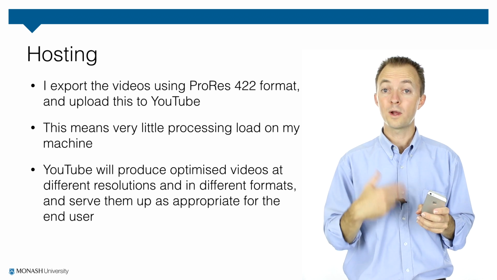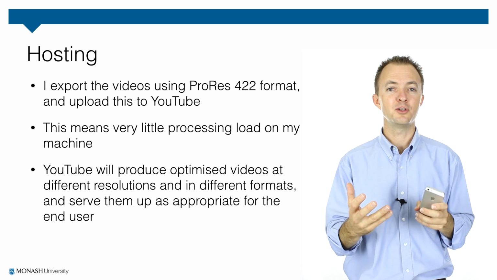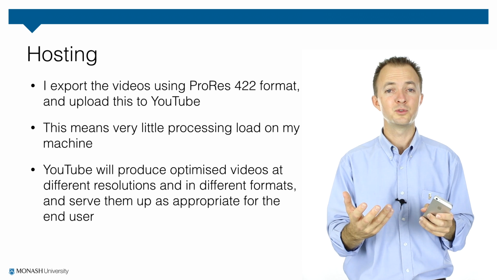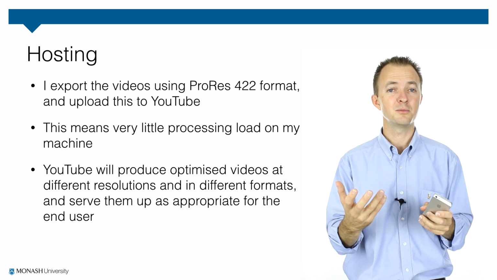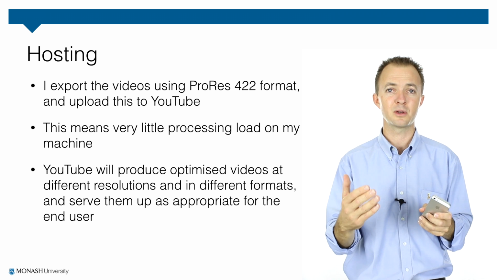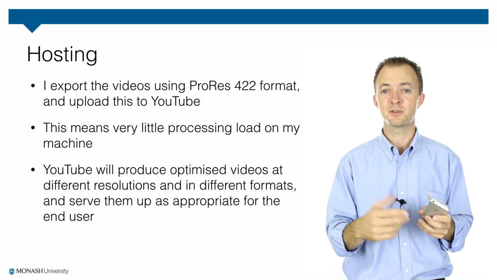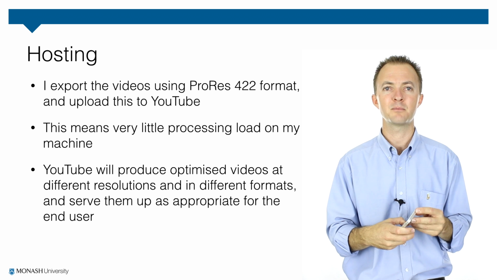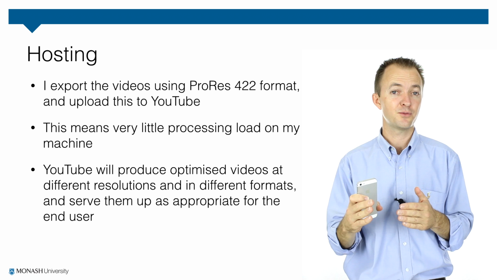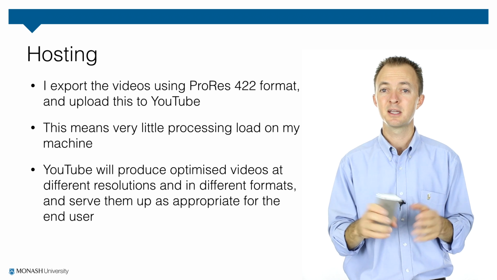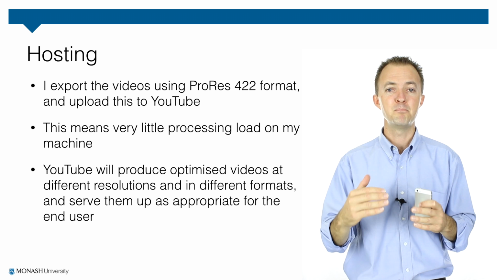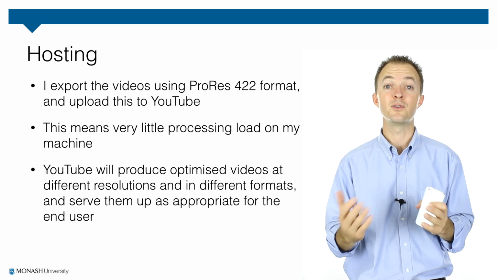So once the video has been made and you're ready to host it somewhere, I upload them all to YouTube, and I upload them using a high-spec format, which is Apple ProRes 422, which is one of the options that you can output from Final Cut Pro. What this means is that outputting that file from the software is very fast, and there's very little processing done on the machine locally, but the file that you do output is very large.